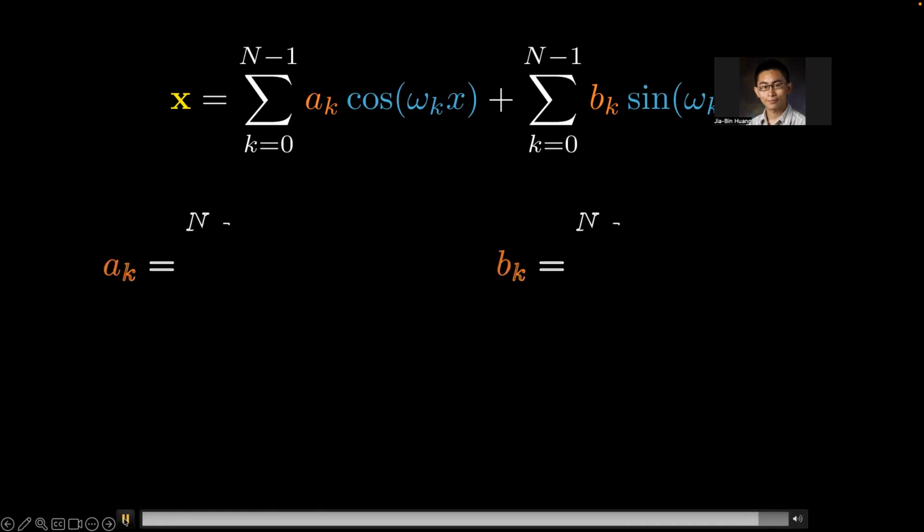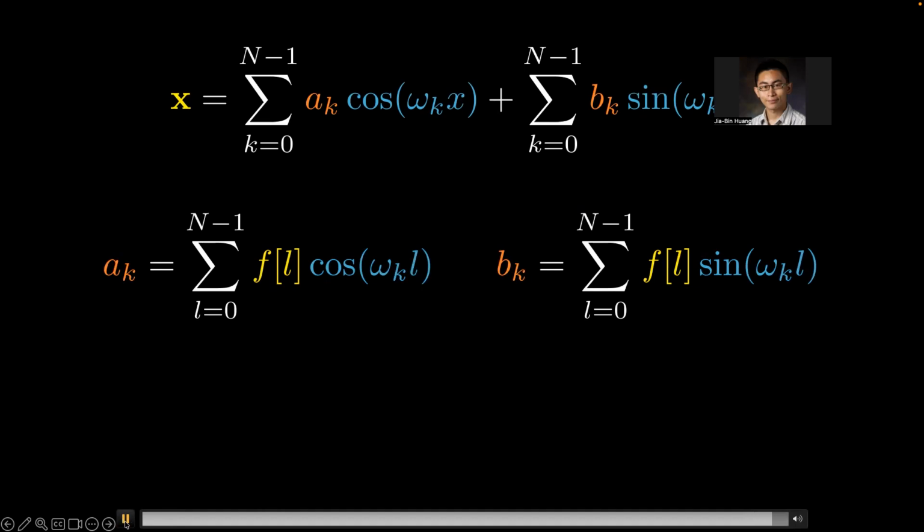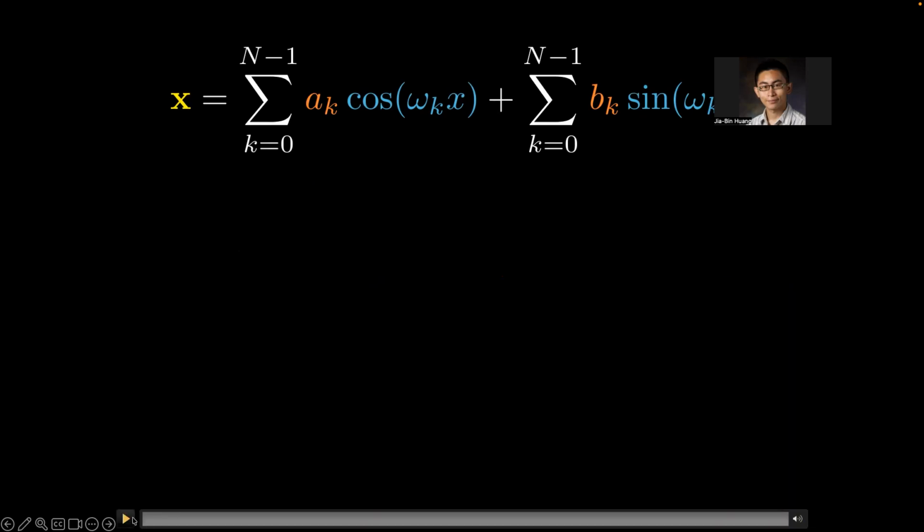So we have AK and BK. AK, again, is just the summation of these guys doing the cosine transform and the sine transform, right? But this is still not satisfactory because I have two things to keep track of. I don't want to keep track of two things. So what should we do? Let's take a look at cosine and sine.